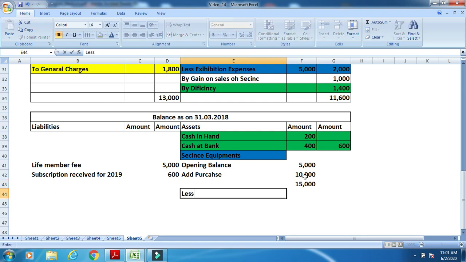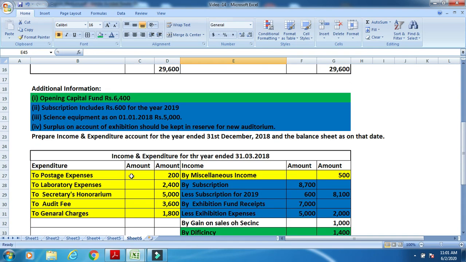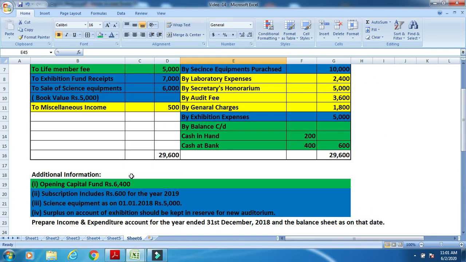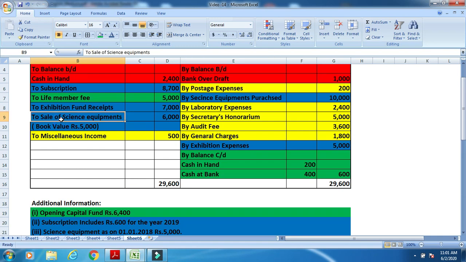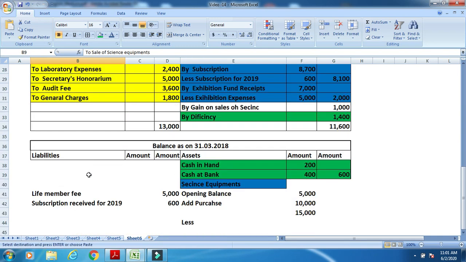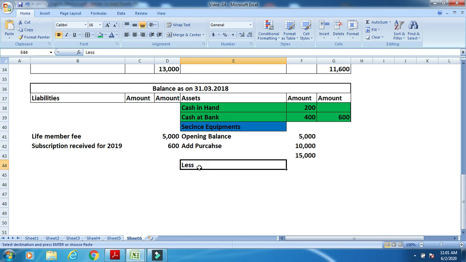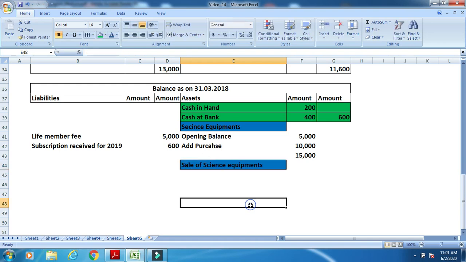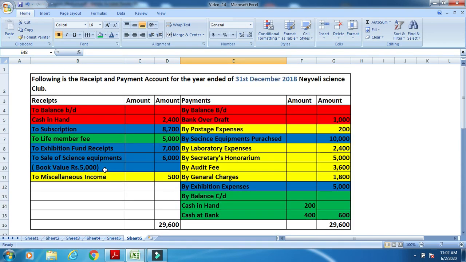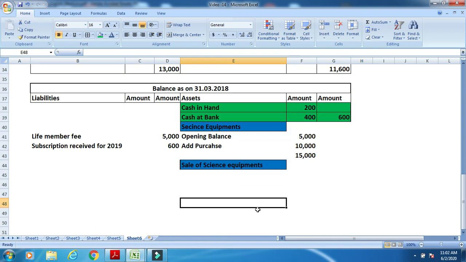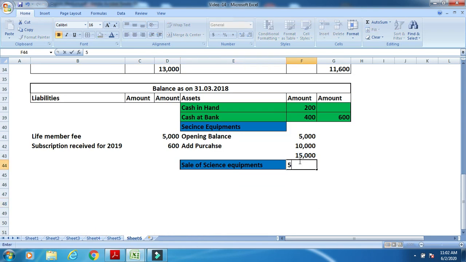Then less, on the payment side, they are given science equipment sale. The sale of science equipment is given on the receipt side. What is the value here? Here we consider only the book value. In the bracket they are given book value 5,000. Here 5,000 would be deducted. What is the remaining balance would be mentioned in the outer column.